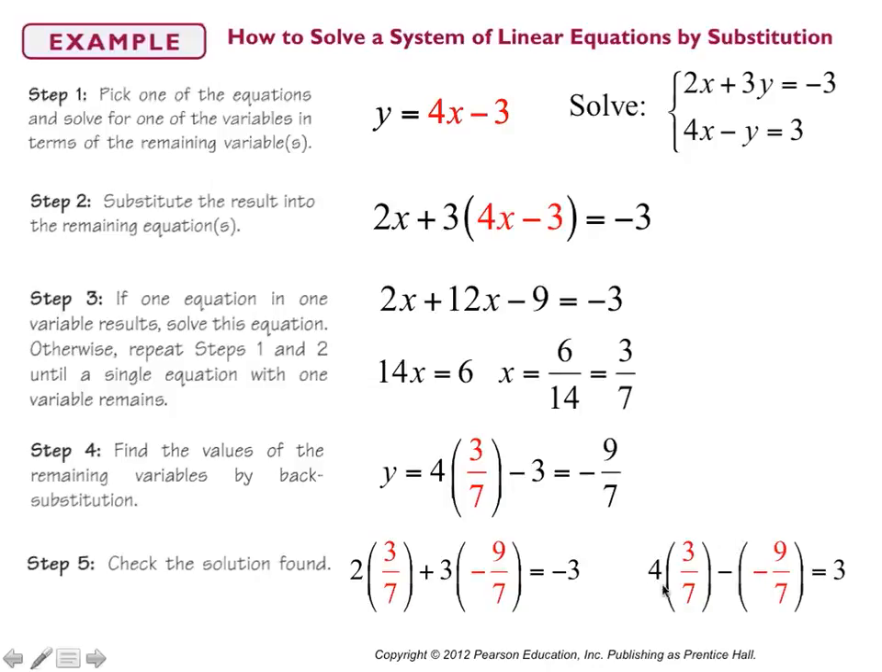And then you would do the same thing with the second equation. So you take 4 times x, which is 4 times 3/7, minus negative 9/7. So this is going to become plus 9/7. And if you do this, you will get 3 as well for this one. So this one works, and this one over here works as well. So our solutions are good. And this just verifies that you did all of the math correctly.